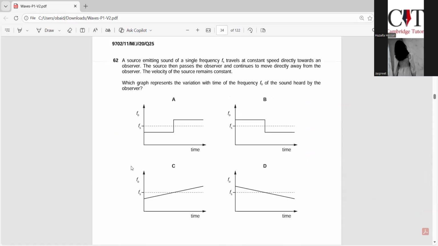Now read this question. A source emitting sound of a single frequency Fs travels at constant speed directly towards an observer. The source then passes the observer and continues to move directly away from the observer. The velocity of the source remains constant. Which graph represents the variation with time of the frequency Fo of the sound heard by the observer?